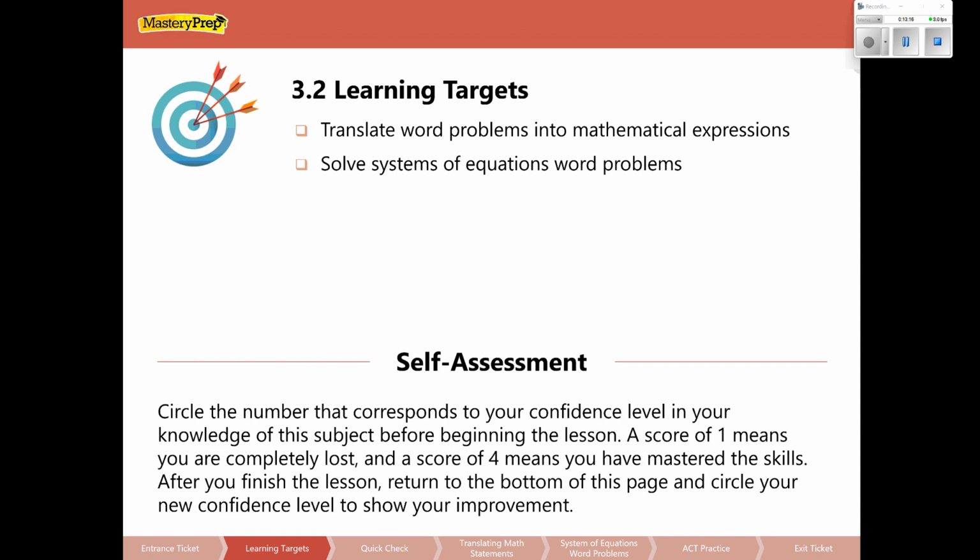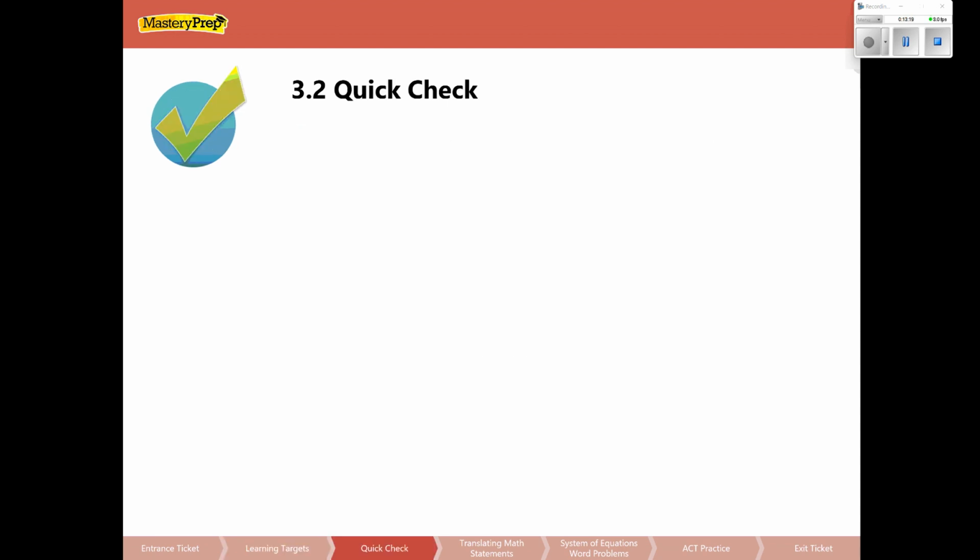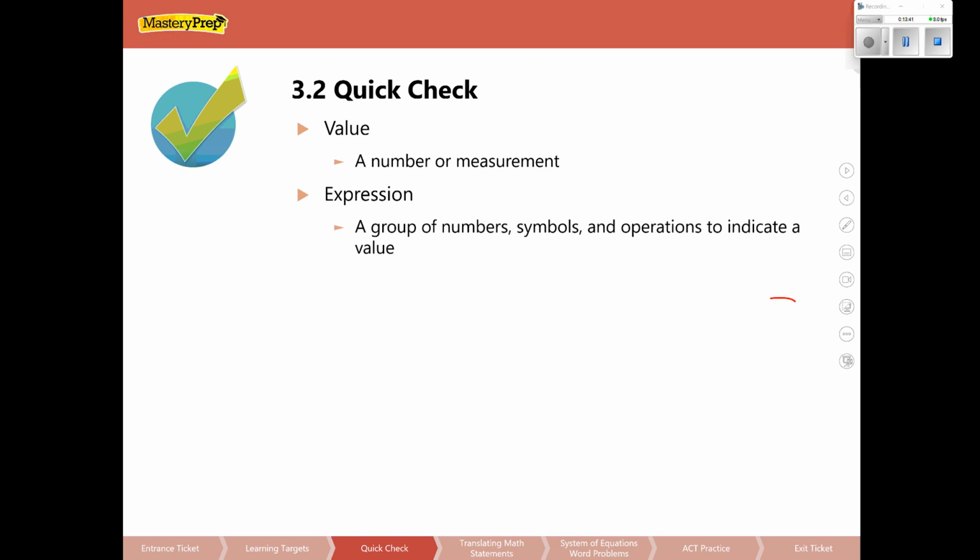So we're translating words into mathematical expressions and solving systems of equations. So the first thing we want to check is some of these terms here. The first one is value. Well, if we're talking about a value, we're talking about a number or measurement as some type of term. An expression is a group of numbers, symbols, and operations to indicate a value. So we could say 3x cubed. This would be an expression, where you say 3x cubed plus 7x.